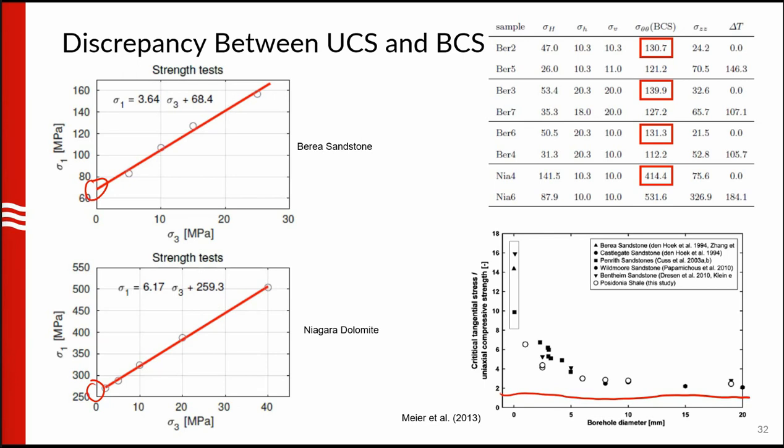So what we said is that, okay, fine, this is much higher than what we expect, but let's just regard these numbers from these room temperature tests as what we call BCS, the borehole compressive strength. In this setting, as long as we don't change the borehole diameter of our future experiments, we can regard this to be the strength of the rock.